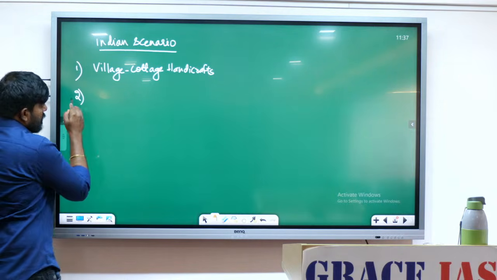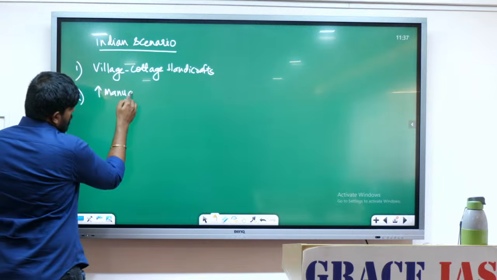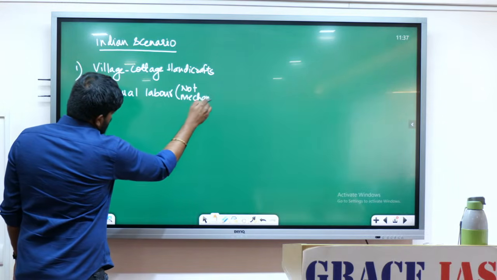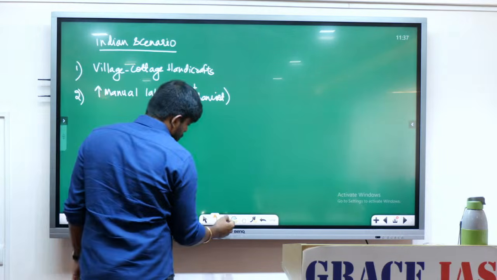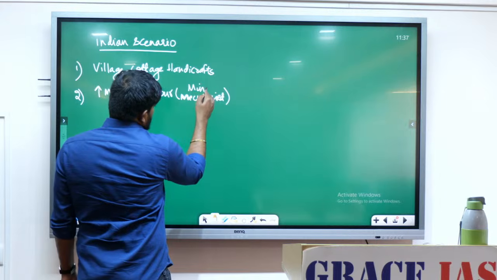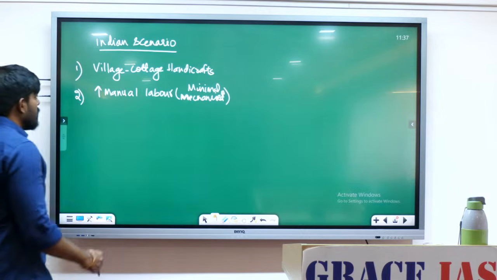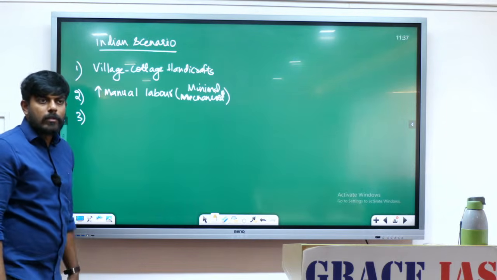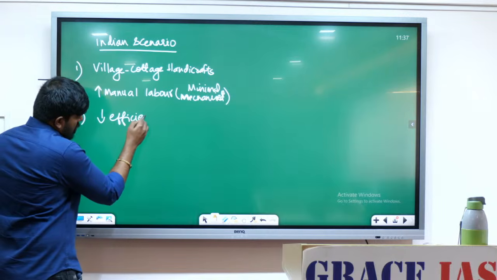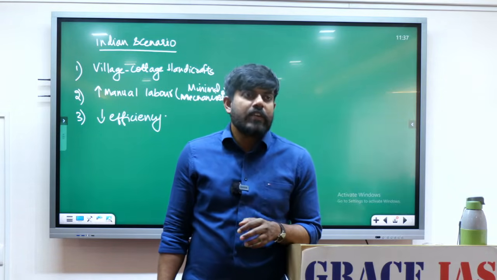Secondly, these industries, whatever there was in India, there was dependence on manual labor. It means they were not mechanized, or you can say minimal mechanization, very minimal. Okay. And then since manual labor, human beings, are used, there will be low efficiency. Low efficiency because human beings cannot be productive after 6 or 7 hours of continuous work.